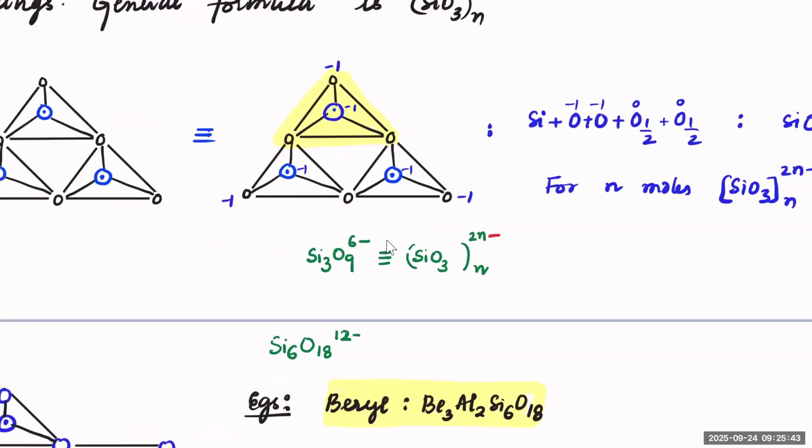If you see this one, you should know that we are talking about cyclic silicates. (SiO3)n, SiO3 n times. Yes, makes sense.